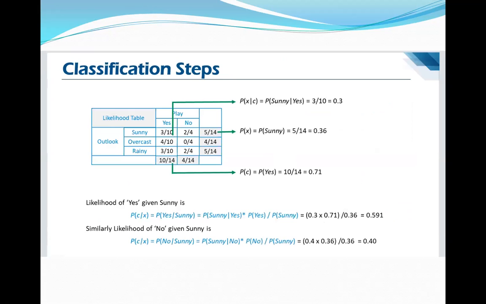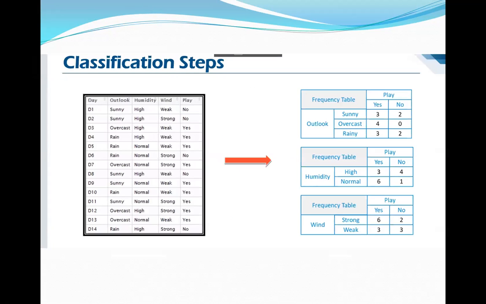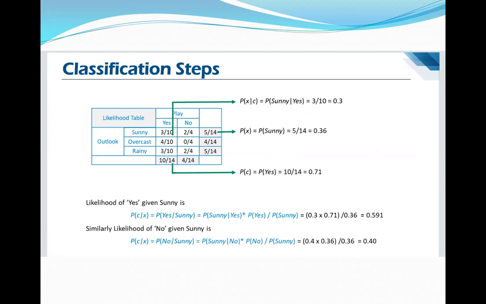Fine. So now what I'm going to do, after the frequency table, I try to calculate another table. It's called a likelihood table. So the likelihood table, I take this as my X and this C is nothing but your class. How many classes are available in your data set? Two classes, either yes or no.